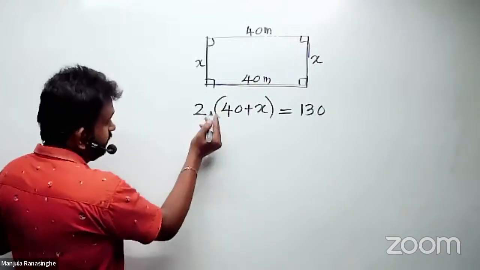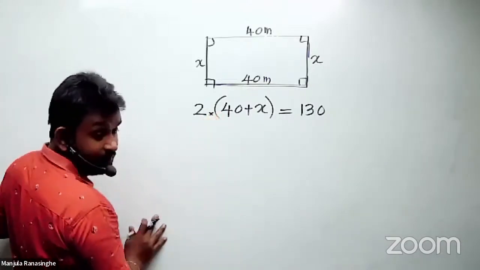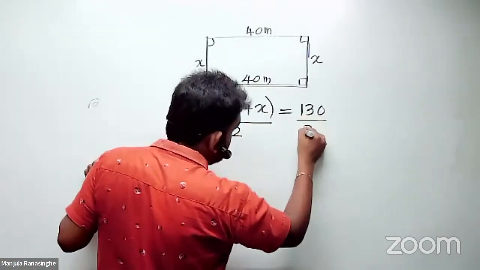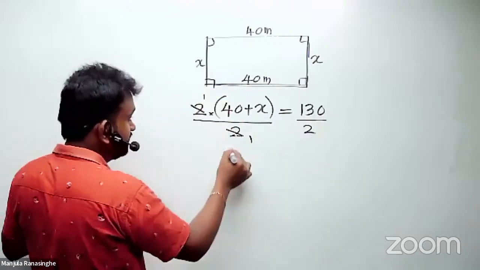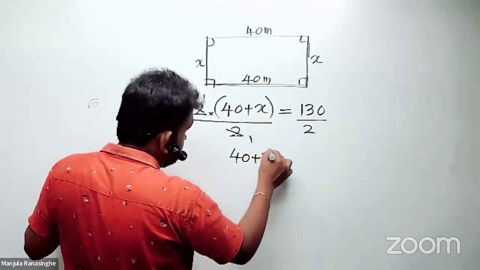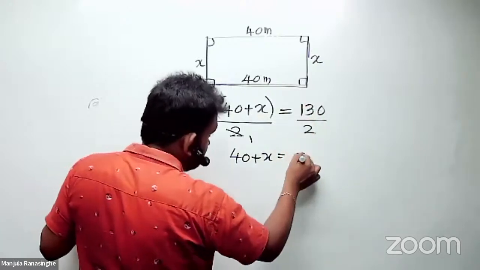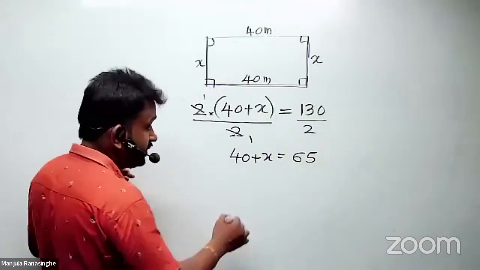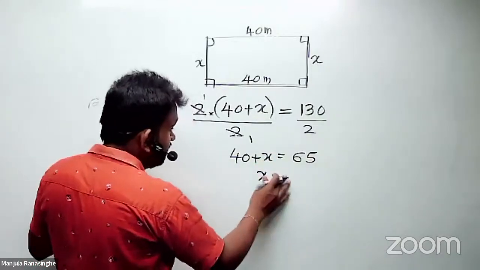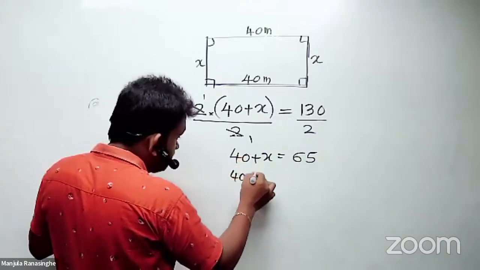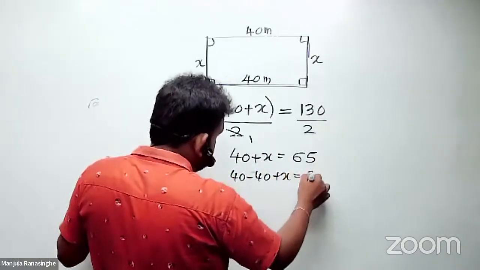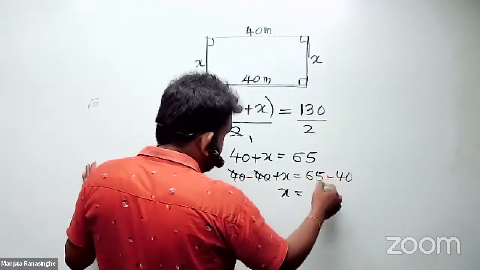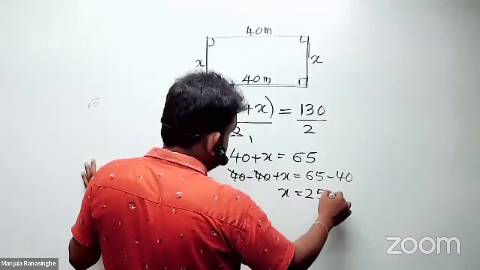So the better way: multiplication is there, so you divide by 2 on both sides to eliminate the 2. Then 2 is cancelled. Then 40 plus x equals 130 divided by 2, which is 65. This is now a simple equation. Now x is to be the subject, so you subtract 40 from both sides. Now 40 is cancelled out, and x equals 25 meters.